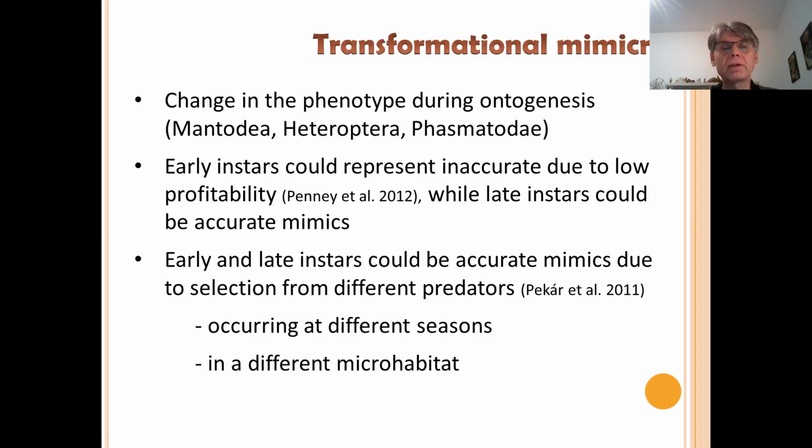Therefore, the early instars could be as accurate mimics as the late instars or the adults. This could be either because these early instars occur in different seasons of the year than the late instars, or in different microhabitats, so they are populated by different predators. So basically, all of the instars have to be efficient in protecting themselves.